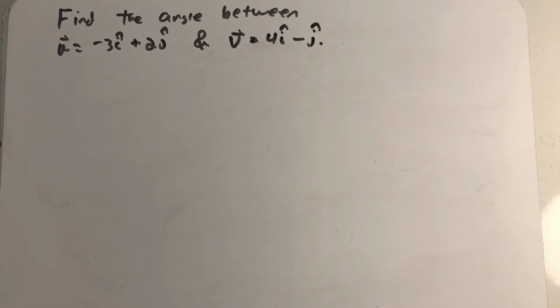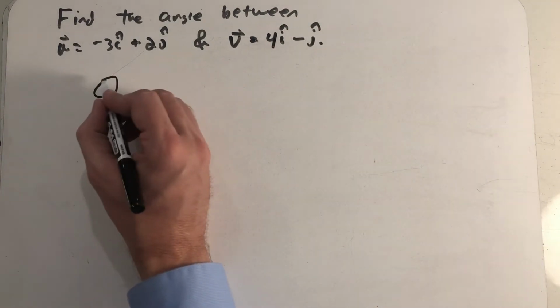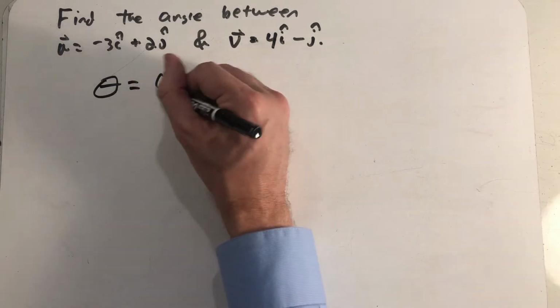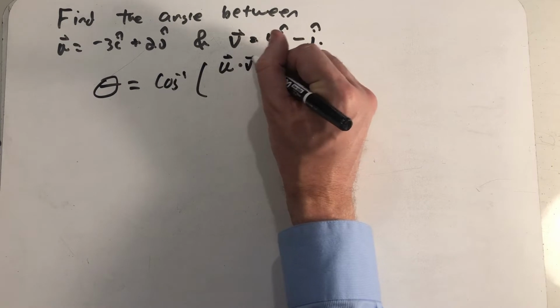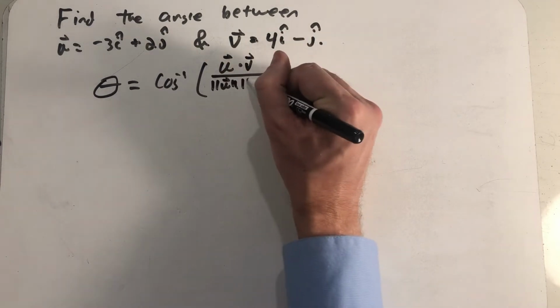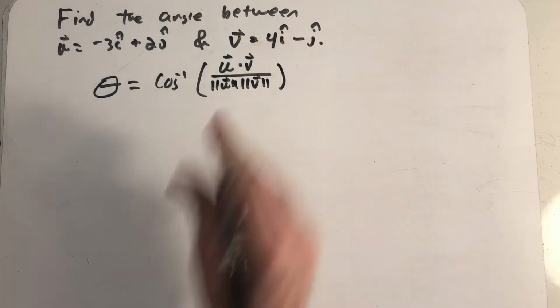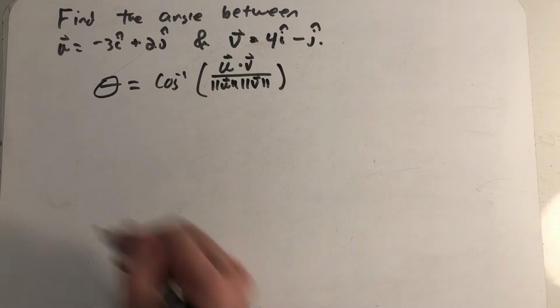I've been given two vectors, u is equal to minus 3i plus 2j, and v is equal to 4i minus j, and I've been asked to find the angle between the two vectors. Well, I know that the angle between two vectors can be found using this formula: the inverse cosine of u dot v over the magnitude of u times the magnitude of v. So I need to find two magnitudes and a dot product.